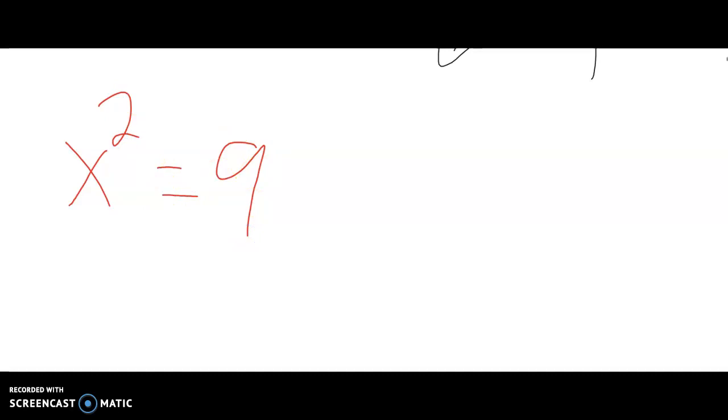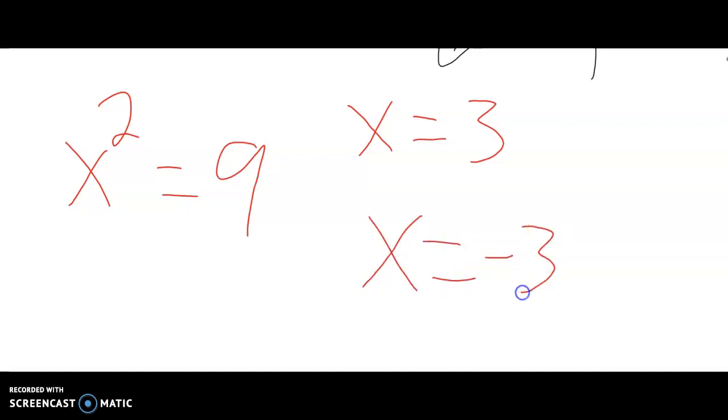Well, you have to undo a square. How do you undo a square? Square root. So what's the square root of 9? You'd probably say 3. Be careful. Is there any other number I could square to get 9? Think about negative 3. Negative 3 squared is positive 9, so x could also be negative 3. So when we take the square root of both sides, we produce two answers.